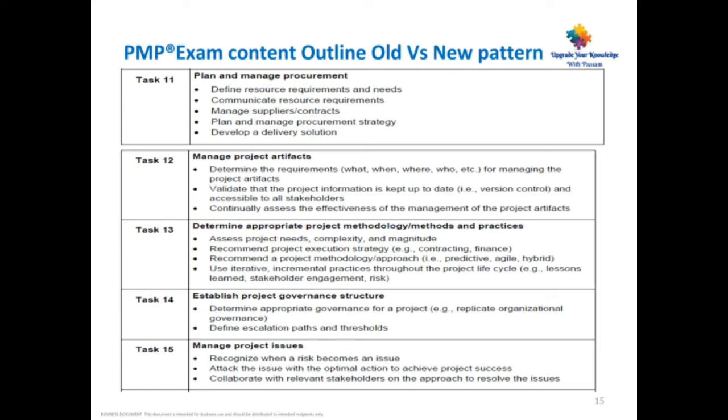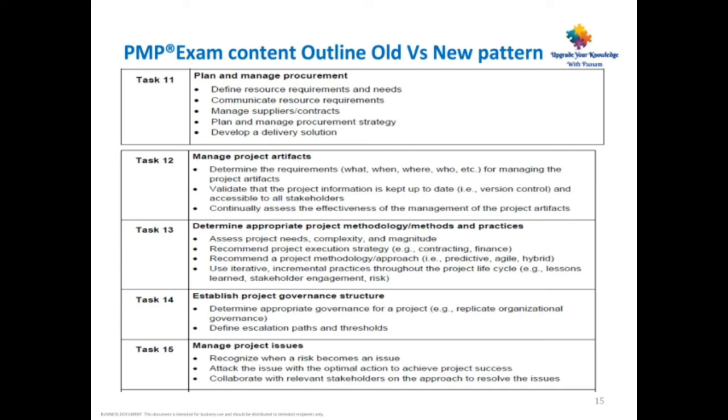Task number 12, manage project artifacts: determine the requirements, what, when, where, who, etc. for managing the project artifacts, validate that project information is kept up to date. Version control used to come under monitoring and controlling, and then continually assess the effectiveness of the management of the project artifacts. This also used to come under monitoring and controlling, and then executing in the previous version pattern.